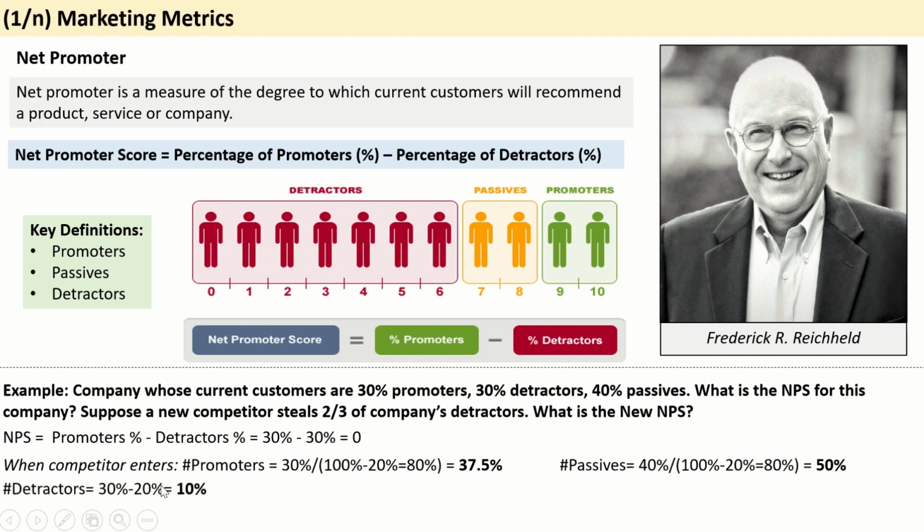Now detractors: 20% have been stolen because originally they were 30%, 2/3 of 30 is 20, and 30% minus 20% is 10%. Using the above formula, NPS equals promoters percent minus detractors percent, 37.5 minus 12.5, coming out to be positive 25%. Now, which is a very good number. The defection of the most vulnerable and unhappy customers led directly to an increase in NPS.